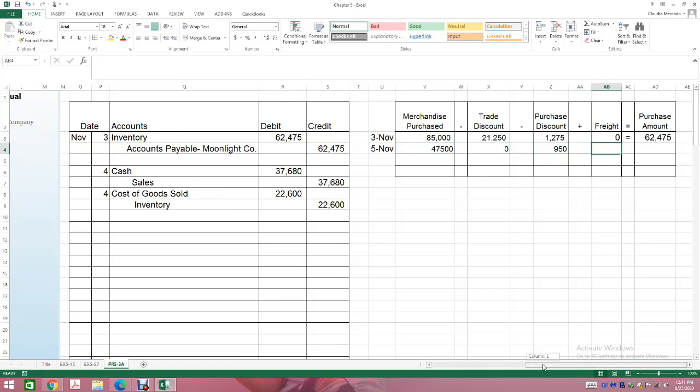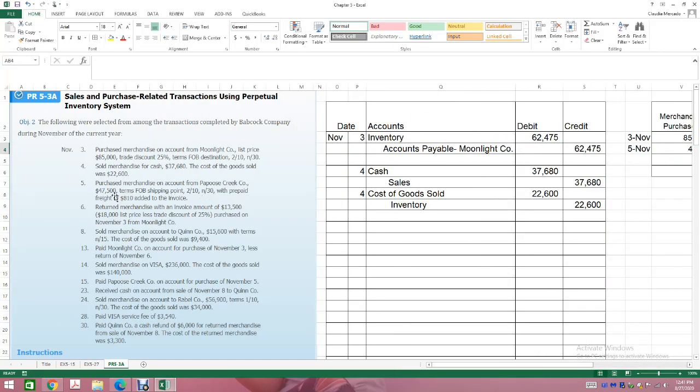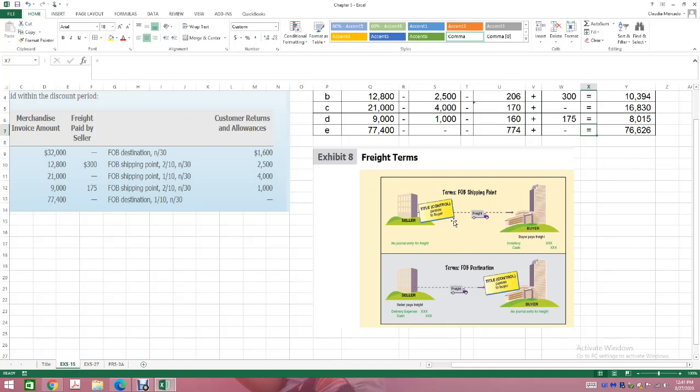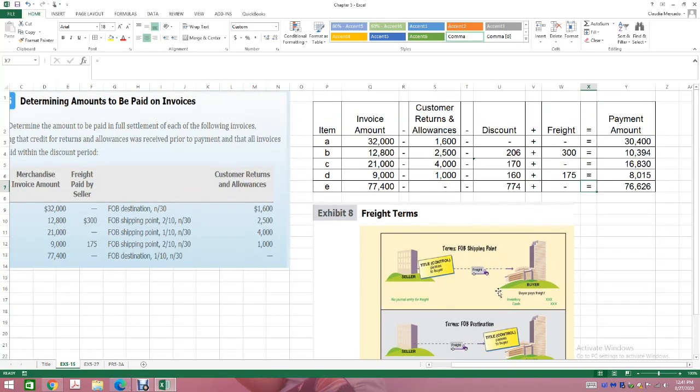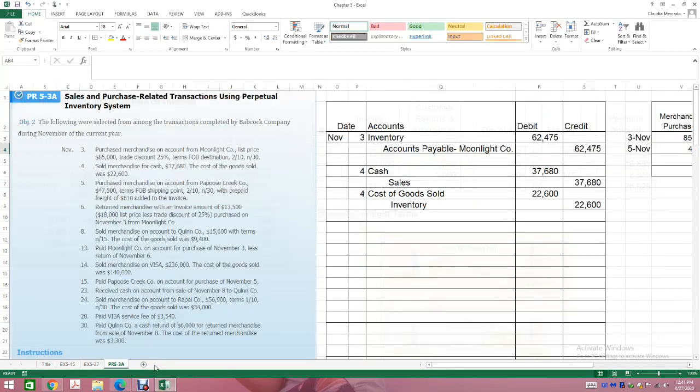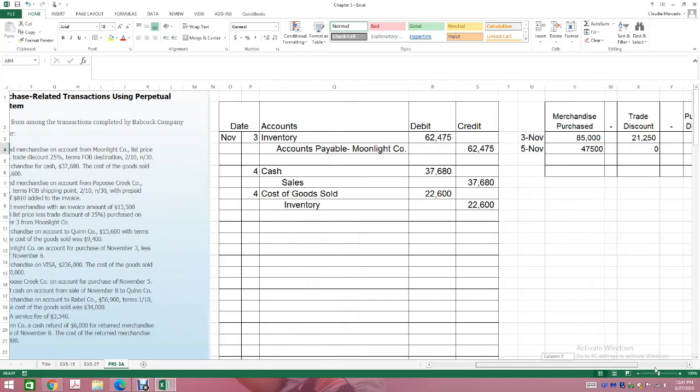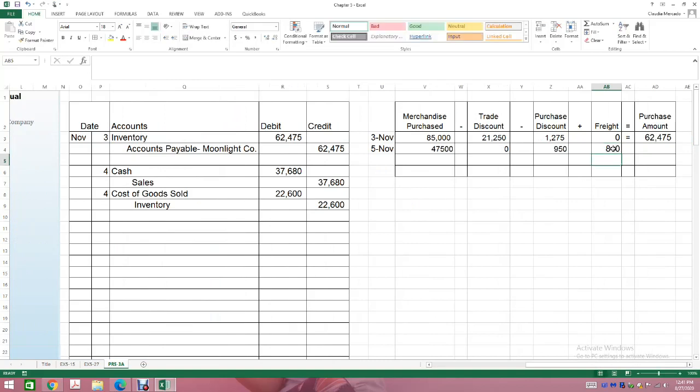Now it says, what does it say? It says prepaid freight of $810, and this is FOB shipping point. Okay. FOB shipping point, the buyer pays for the freight. So we are buying merchandise, so we are the buyer. So now we are responsible for the freight. And the freight amount of $810 was added to the invoice. Okay. So we do have freight of $810.